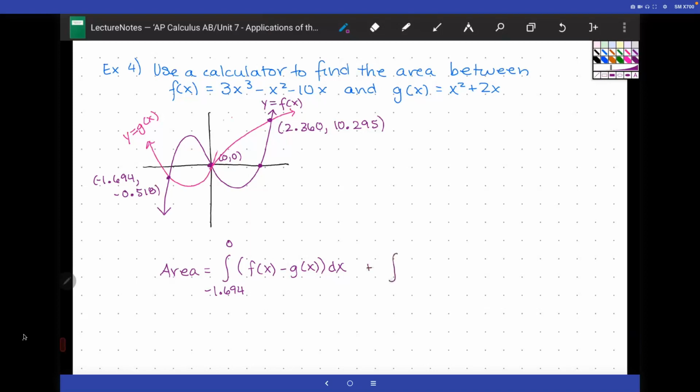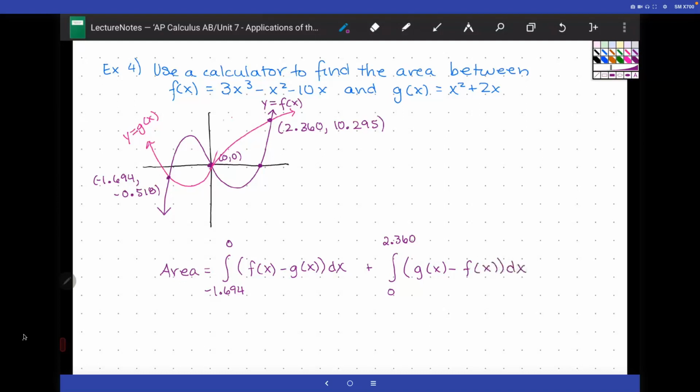And then we're going to add to that the next area, which goes from 0 to 2.360. But this time the curves switch positions. This time g of x is on top. So g of x minus f of x.